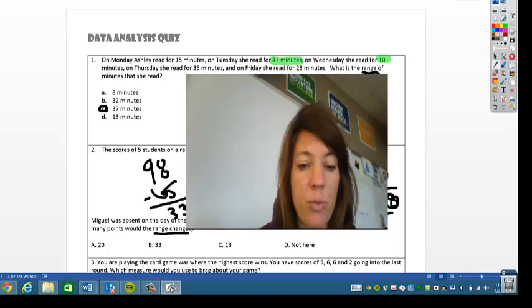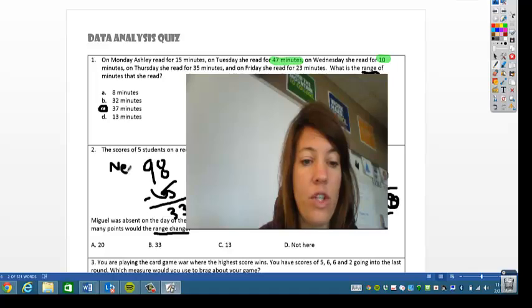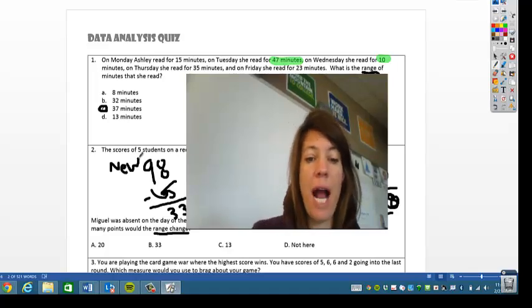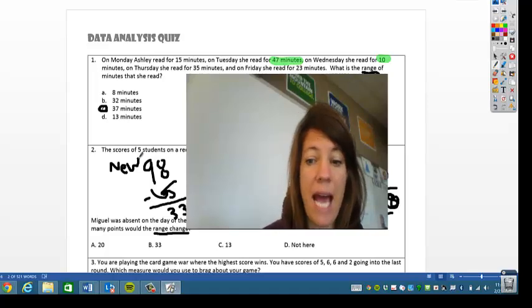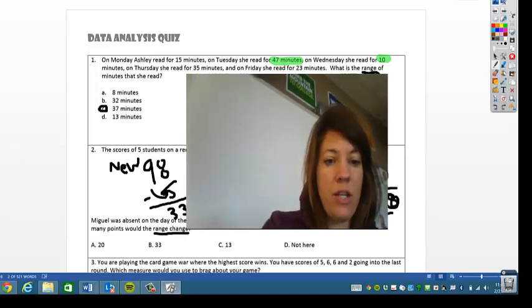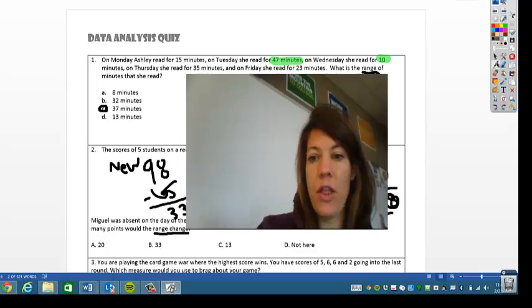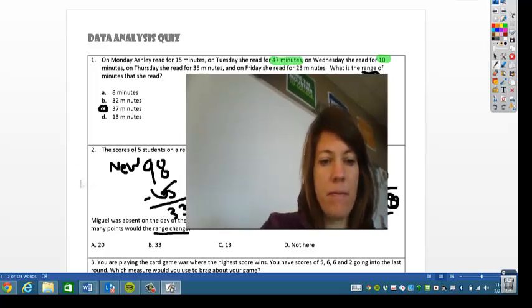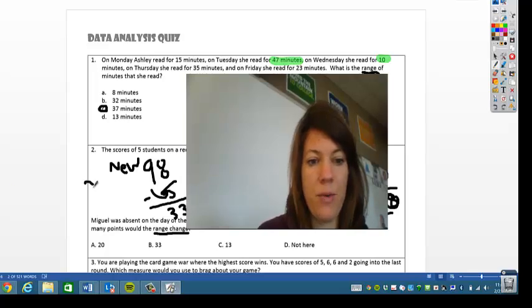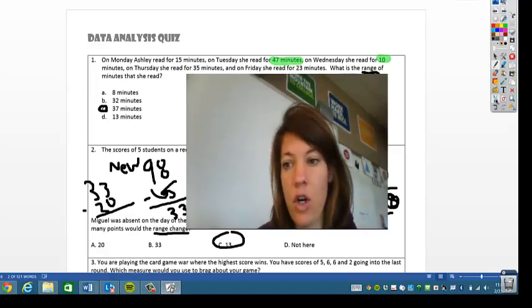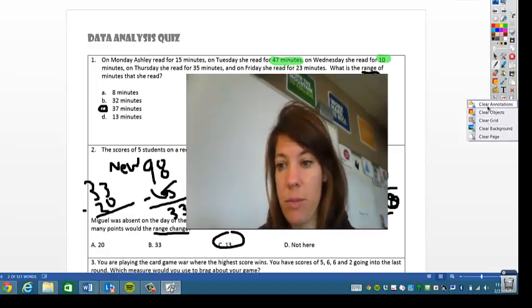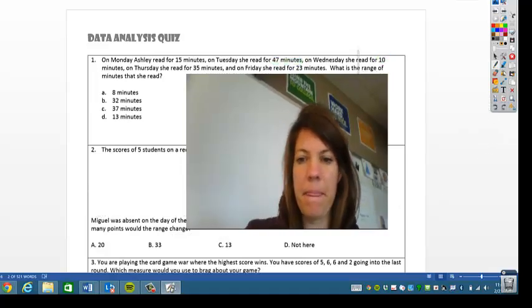But when I ask how much the range would change by, you need to take the new range, which is over here, and you need to subtract the old range. So what you need to actually do is take my new range, which is 33, minus my old range, which is 20. And then 33 minus 20 is going to give you C, 13. Okay, the range changed by 13.